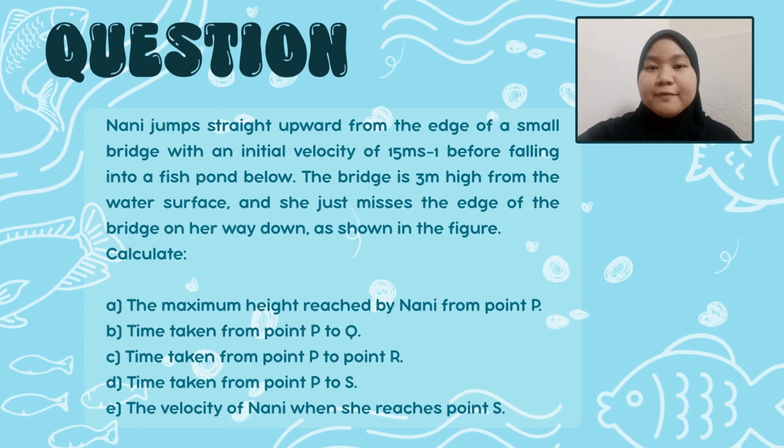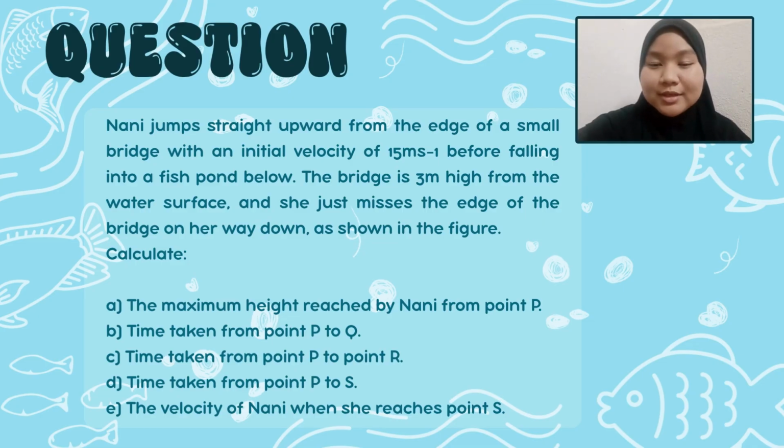Question: if Nani jumps straight up into the air from a 3-meter high bridge at 15 meters per second, she will reach a peak before falling all the way down into the fish pond below. Since she just barely missed the edge of the bridge on her way down, we can track her path step by step to calculate exactly how high she flew, how long she stayed in the air, and how fast she was moving right before she hit the water.